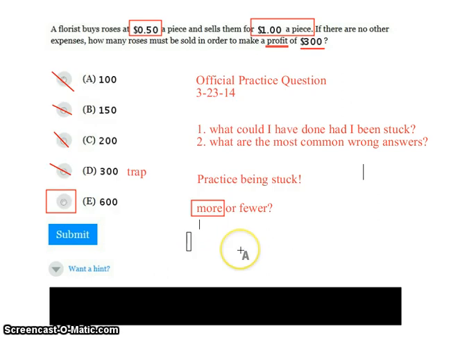Another way to approach the question is simply to say, well, each flower is 50 cents in profit, right? It costs 50 cents, we're selling it for $1, so it's 50 cents in profit. We want to get $300 in profit, so how many do we need? Well, to get $300 in profit at 50 cents a piece, we would need 600 flowers sold.